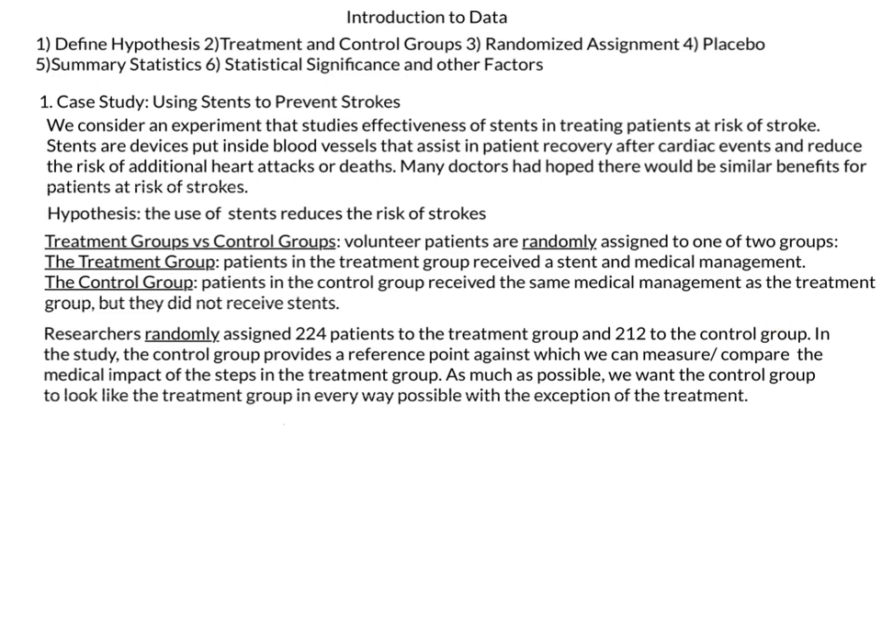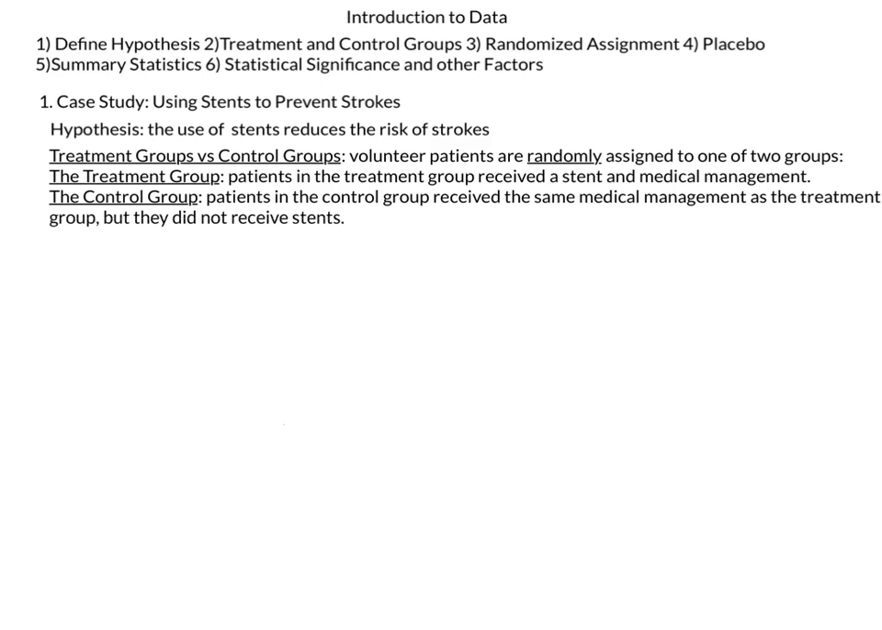Again, we've already noted that this is a random assignment. In the study, the control group provides a reference point against which we can measure or compare the medical impact of the steps in the treatment group, that is, the stents. As much as possible, we want the control group to look like the treatment group in every possible way, with the exception of the treatment. In this slide, I got rid of the extra description of our study because I wanted to make more room for our summary statistics and results.